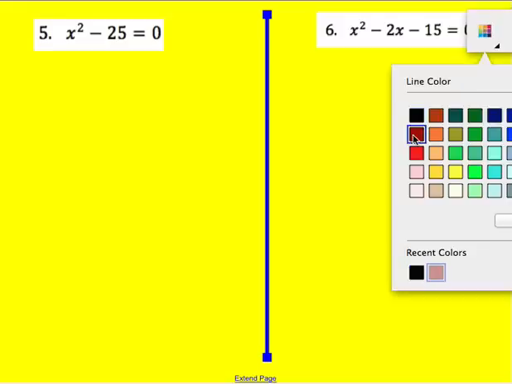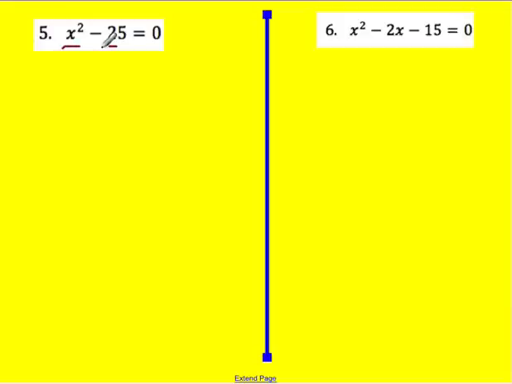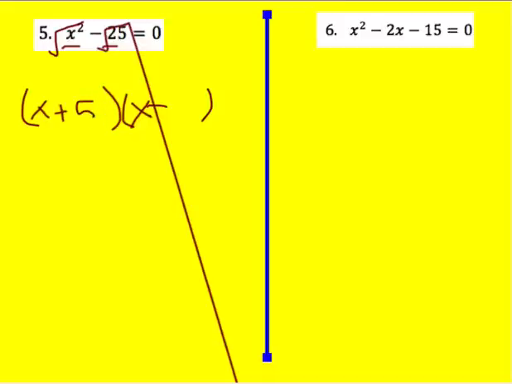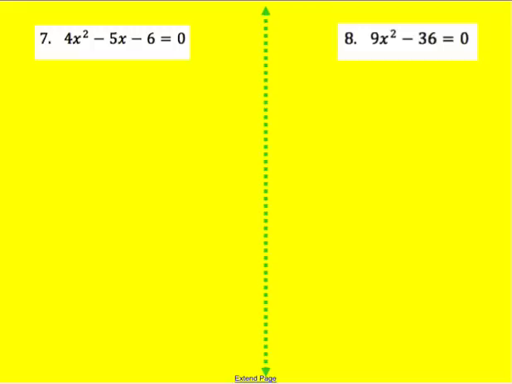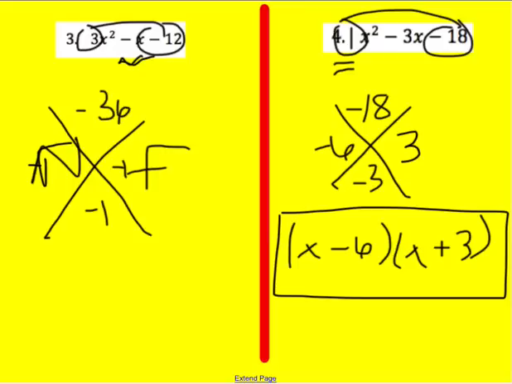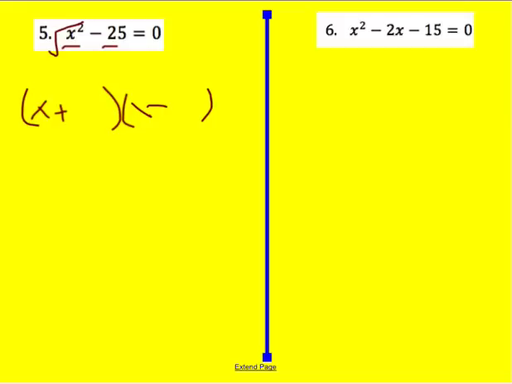Next, let's take a look at number 5. So this one is going to use a method called differences of squares. So I notice I have a perfect square here, a perfect square here, and then a minus in the middle. So that means I can set it up to use differences of squares. So I set up 2 parentheses, put a plus in one, and a minus in the other. Then I'm going to do the square root of the first term in the first spot and write that out, and the square root of the second term in the second spot. And that's going to give me 5.